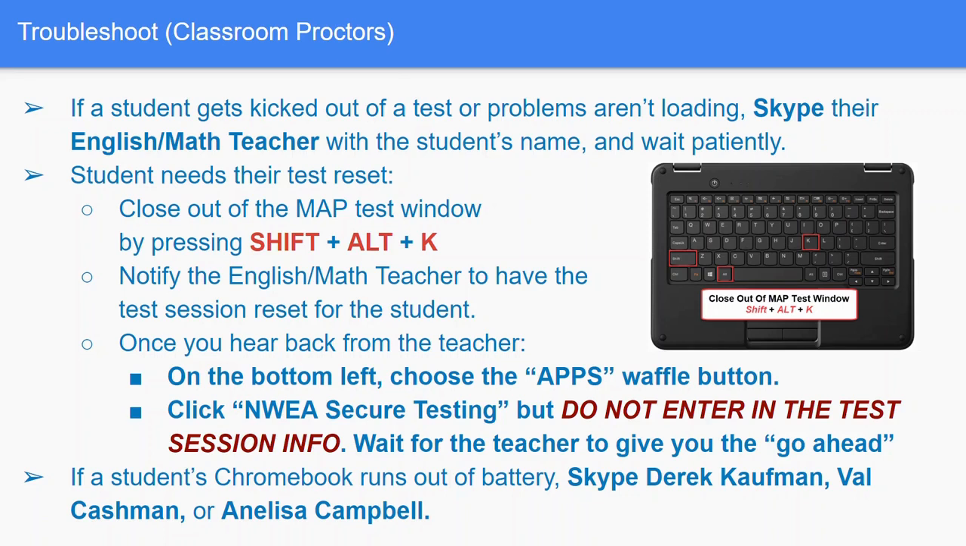If the student needs a test reset, they first need to close out of the MAP assessment by pressing Shift, Alt, and K. Once they've done that, you can use Skype to contact the math and English teacher and let them know Johnny Smith got kicked out of the test. Once again, it may take a few moments for the teacher to go through the system and reset the test, but once you hear back from them, have the student go to the app's waffle button, select the NWEA Secure Testing, and once the teachers confirm the student's ready to go, they can enter their test session name and password, select their name, and begin testing.